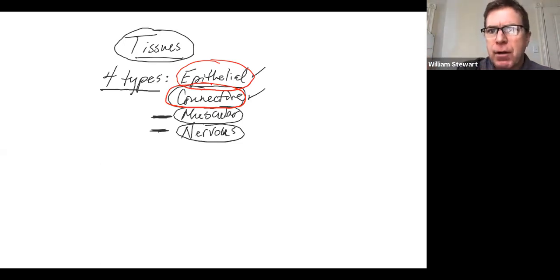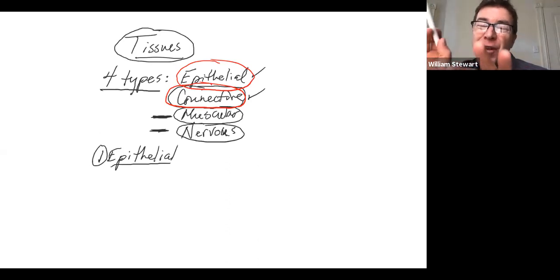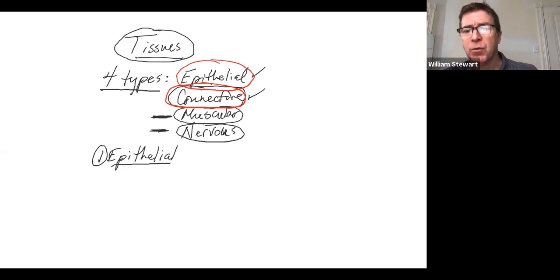So let's just start right off the bat with epithelial tissue. These tissues, all epithelial tissues, cover surfaces and line cavities. So they're really just for covering surfaces, either inside or out. That's what they do. That's their function.